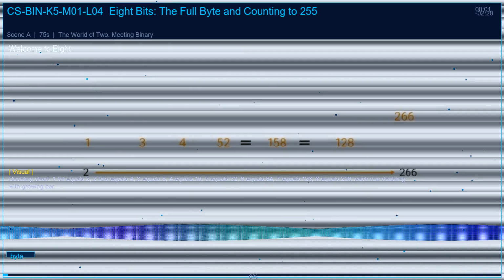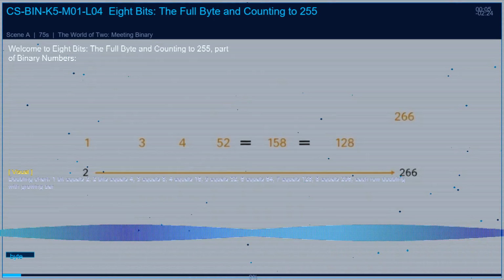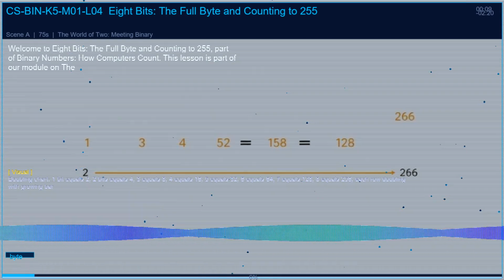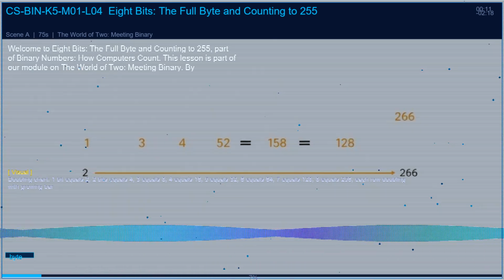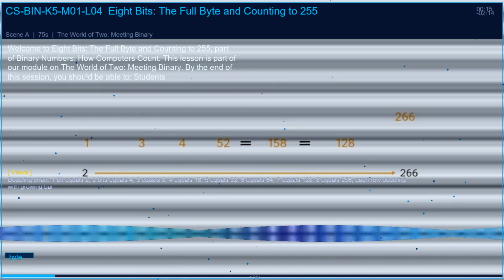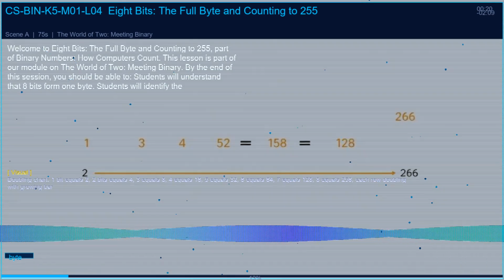Welcome to 8 bits, the full byte and counting to 255, part of binary numbers, how computers count. This lesson is part of our module on the world of 2, meeting binary. By the end of the session, students will understand that 8 bits form 1 byte.